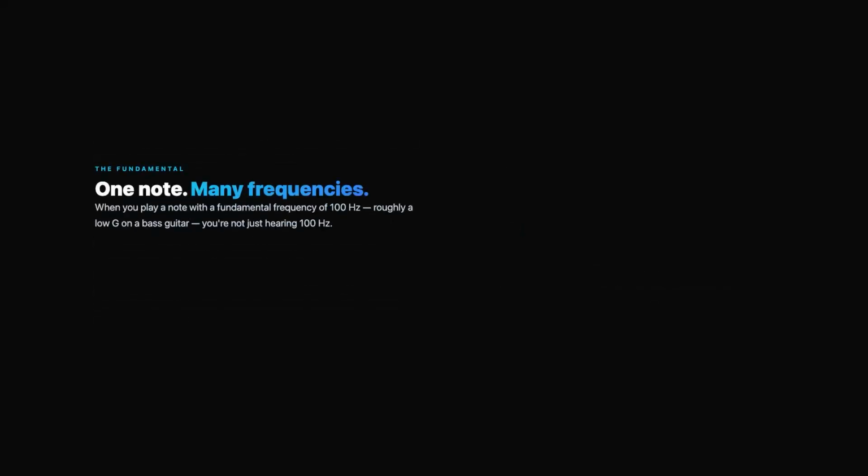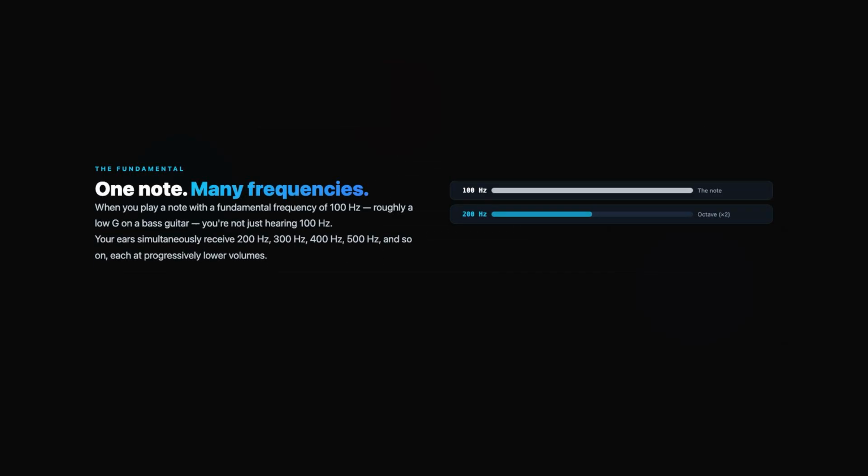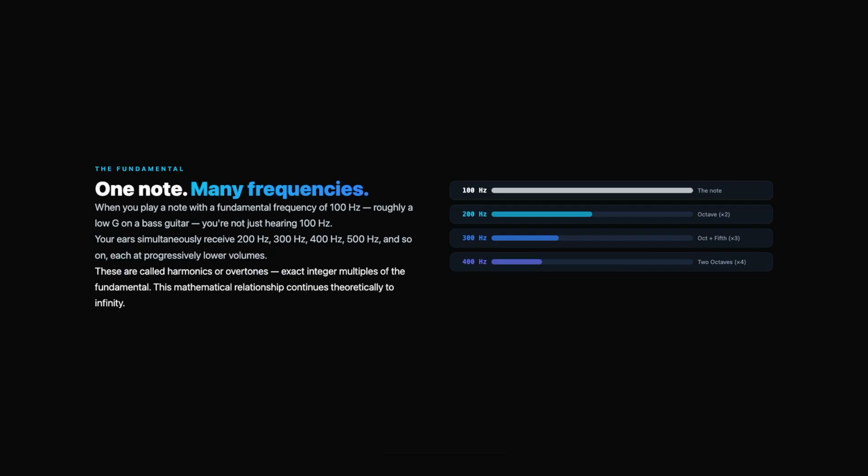When you play a note with a fundamental frequency of 100 Hz, roughly the pitch of a low G on a bass guitar, you're not just hearing 100 Hz. Your ears are simultaneously receiving 200 Hz, 300 Hz, 400 Hz, 500 Hz, and so on, each at progressively lower volumes. These additional frequencies are called harmonics or overtones, and they exist at exact integer multiples of the fundamental. The second harmonic is always twice the fundamental frequency. The third harmonic is 3 times, the fourth is 4 times. This mathematical relationship continues theoretically to infinity.